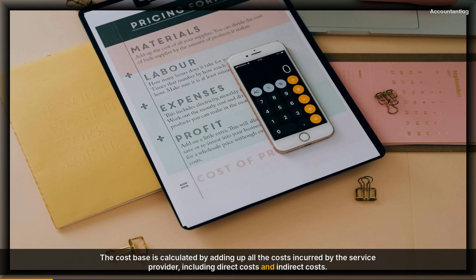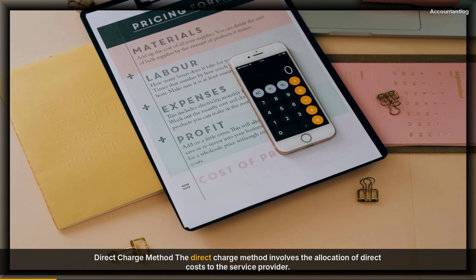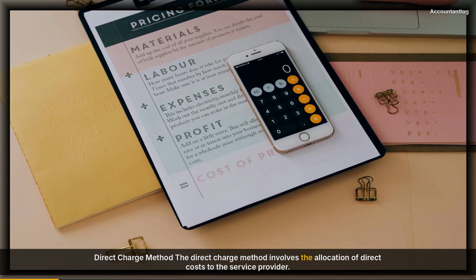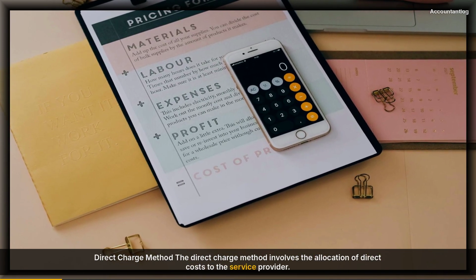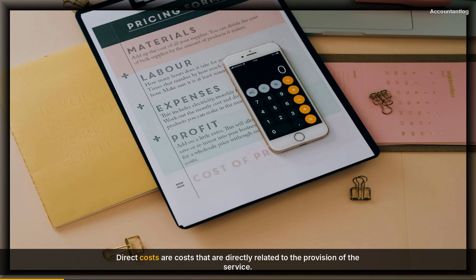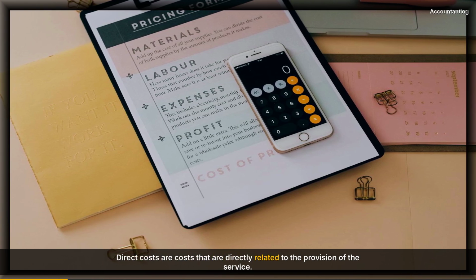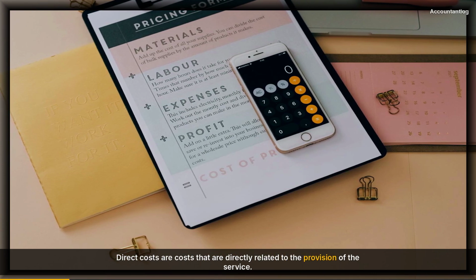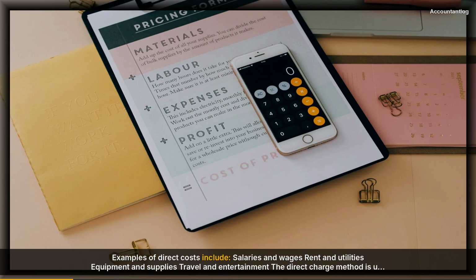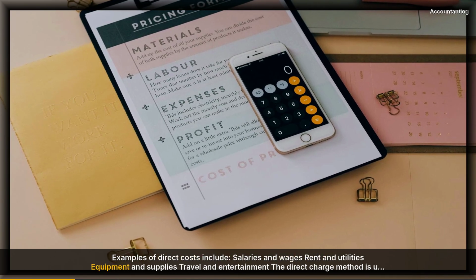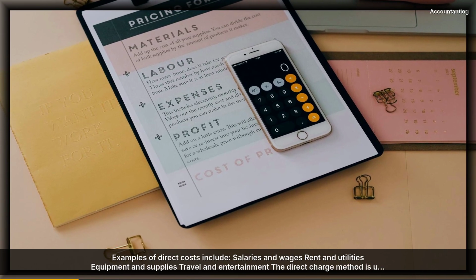Direct charge method. The direct charge method involves the allocation of direct costs to the service provider. Direct costs are costs that are directly related to the provision of the service. Examples of direct costs include salaries and wages, rent and utilities, equipment and supplies, travel and entertainment. The direct charge method is used to allocate costs that are directly related to the provision of the service. Direct charge method, a pricing strategy for specific services rendered.